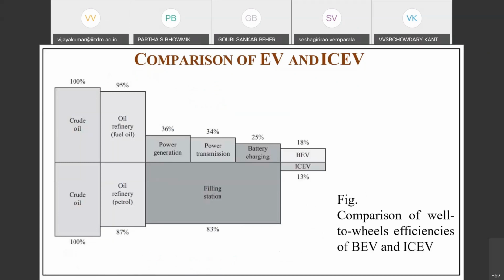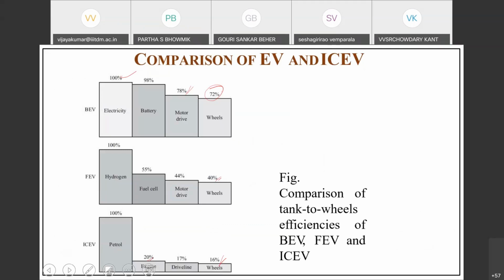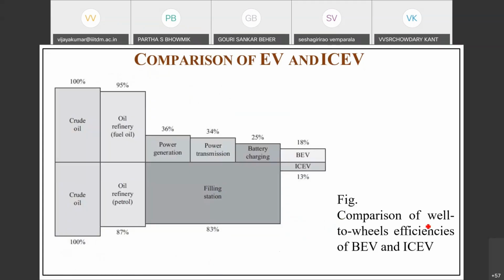Okay, now earlier we only considered tank to wheel efficiency. Now we are going to consider the well to wheel efficiency. That means you are getting crude from the wells, and from the crude to your wheels, we can see the efficiency of it. In this case, you take the crude oil from the well and refine it, and in that you can say it's 95%.